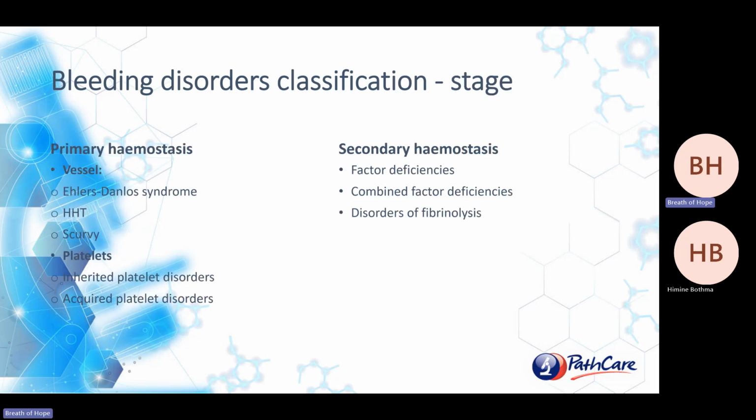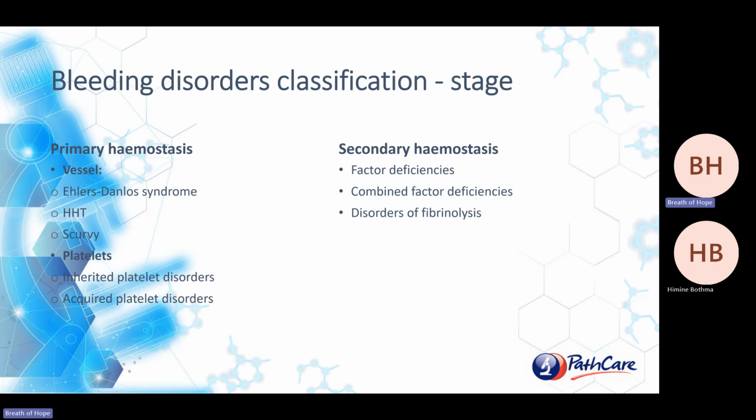If you were to divide it into disorders of primary versus secondary hemostasis, under primary, you would obviously consider your vessel first, with things like Ehlers-Danlos syndrome, HHT, scurvy, then platelet disorders, then inherited platelet disorders, in acquired platelet disorders.